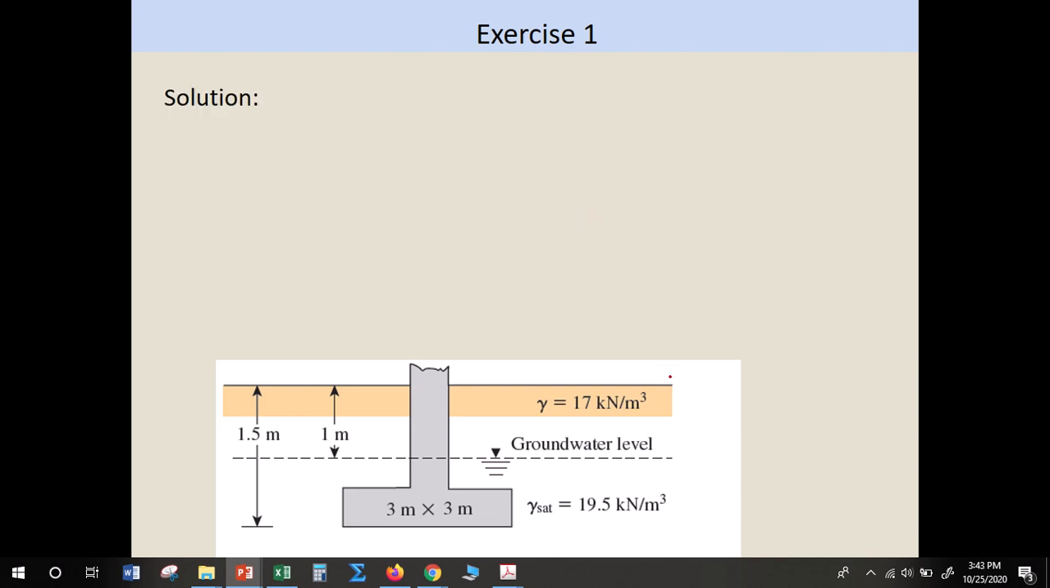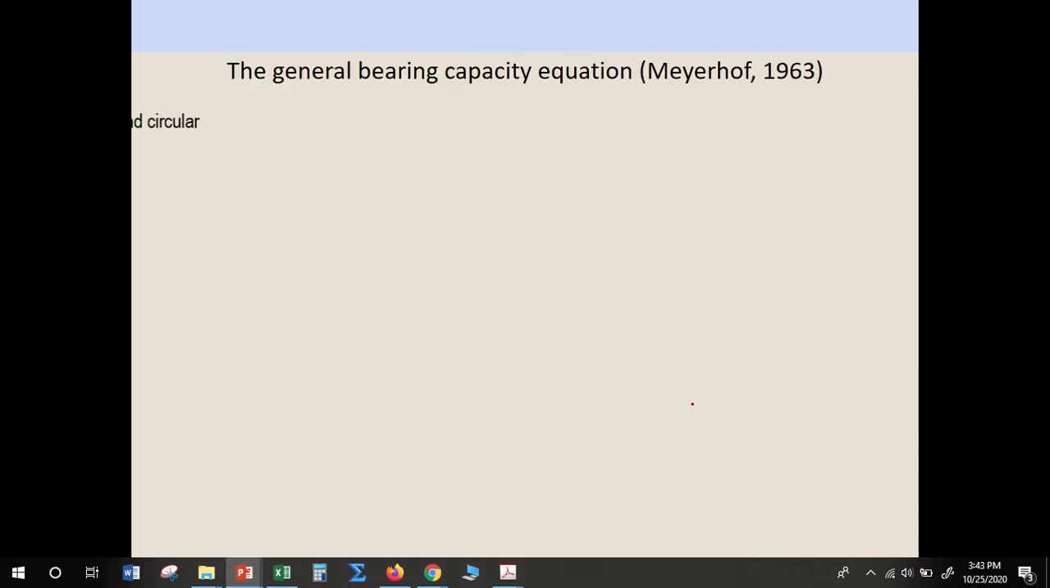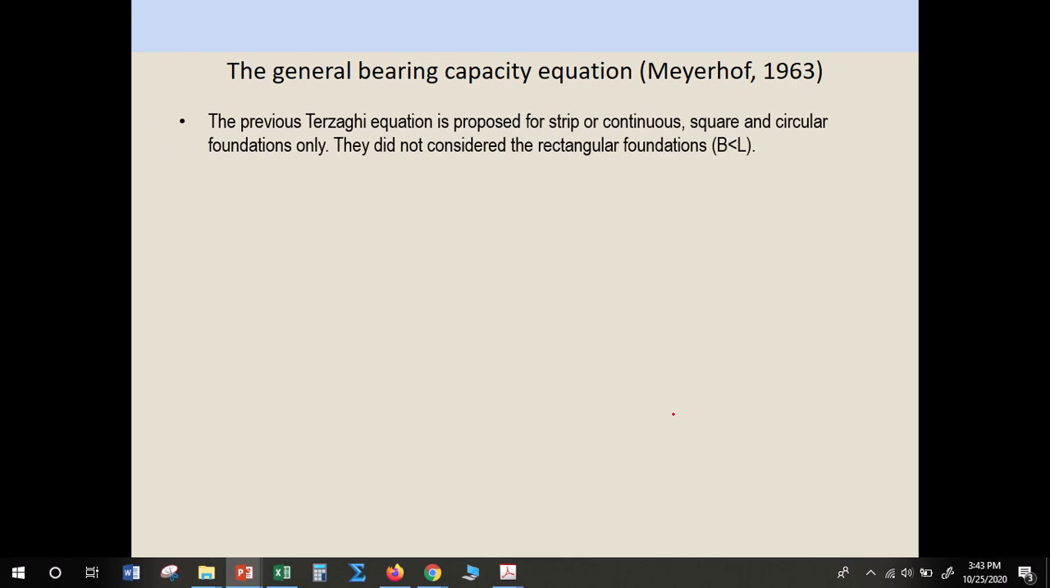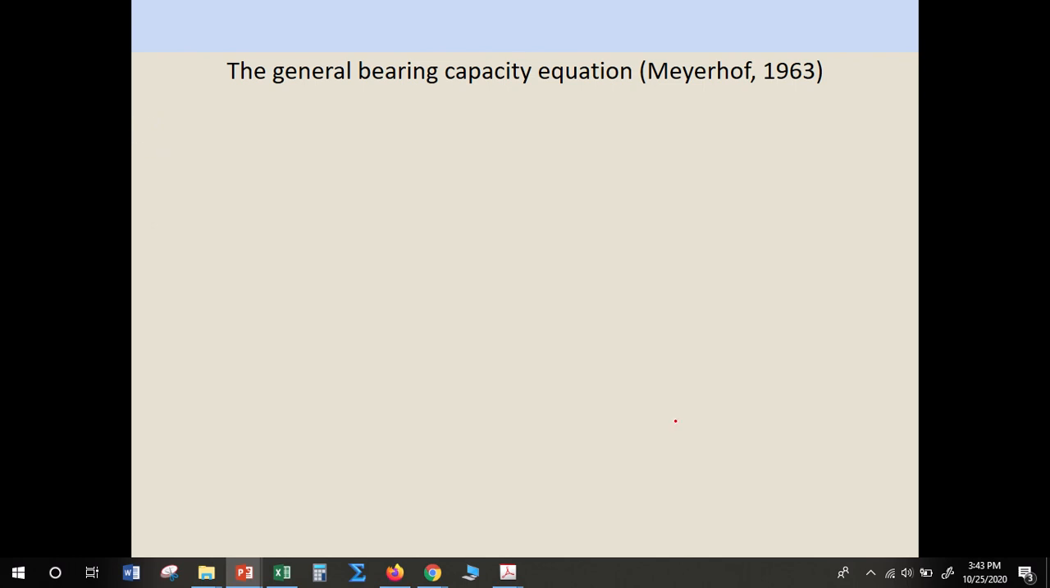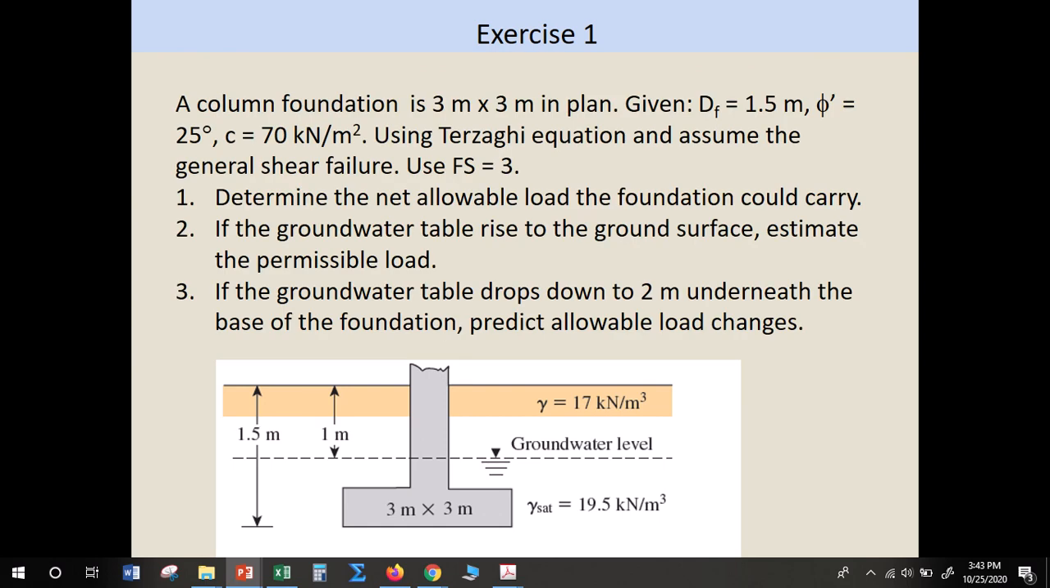Okay, and then after that, I think for the Meyerhof, this is the general bearing equation. I think we will continue next week. Okay. So, any question from you?